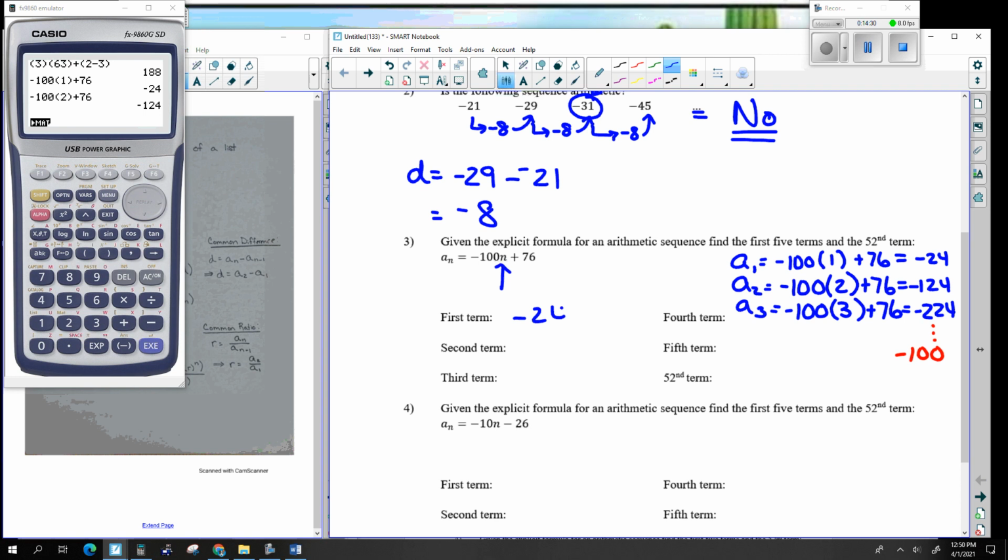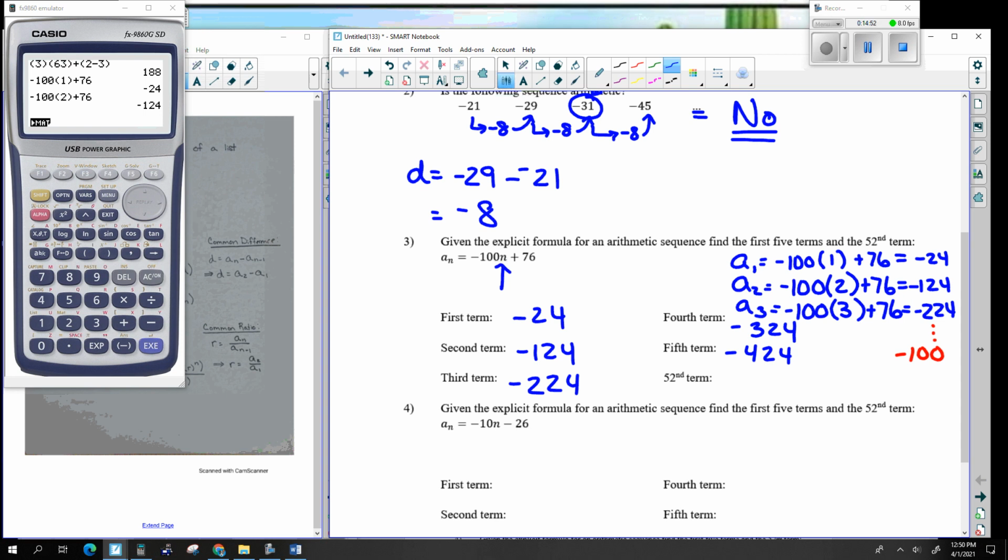So what you can do, if you see this, is you can use it to your advantage. So the first number is negative 24. You kind of have to figure that one out. Then I see that the second number was negative 124. Knowing that this is arithmetic, that was minus 100. So if I minus 100, minus 100, minus 100, you can get that pretty quick.